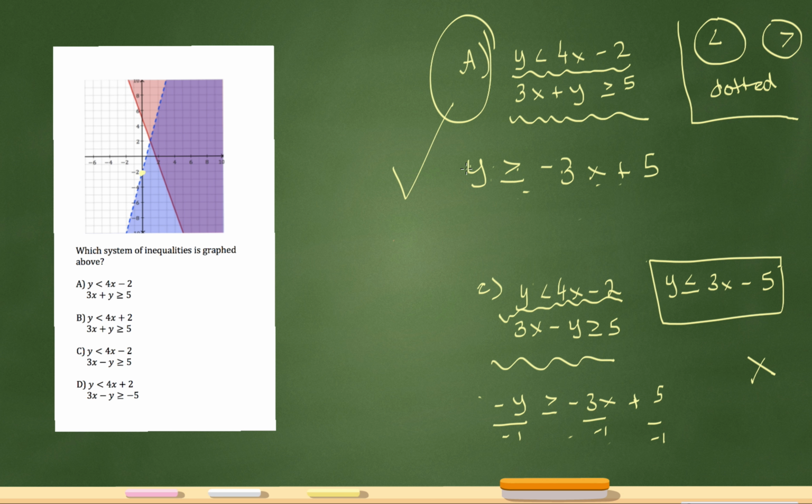So understand these basics. Watch this video again if you have to. Because if you do understand it once, any problem in this particular category, you should be able to target if you understand how to graph inequalities.